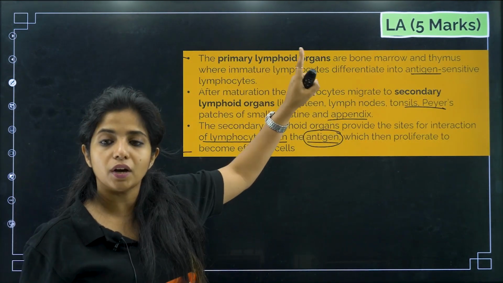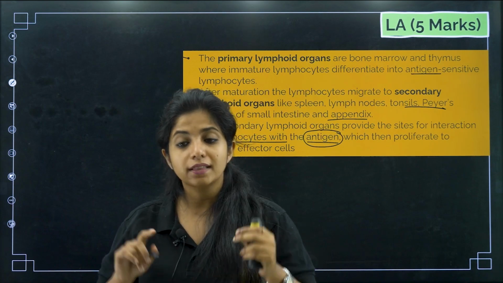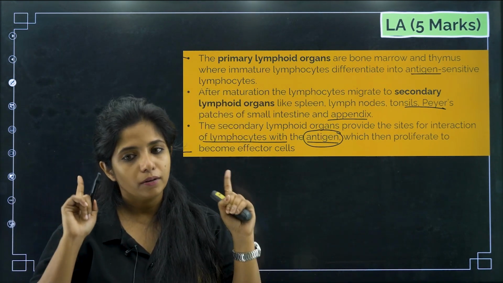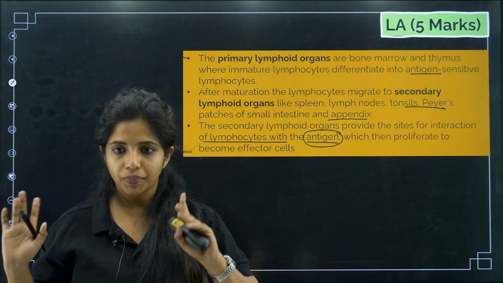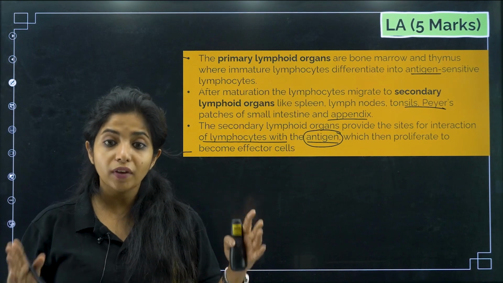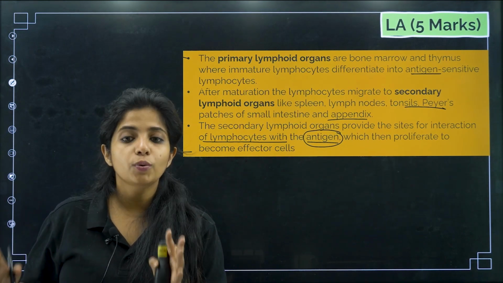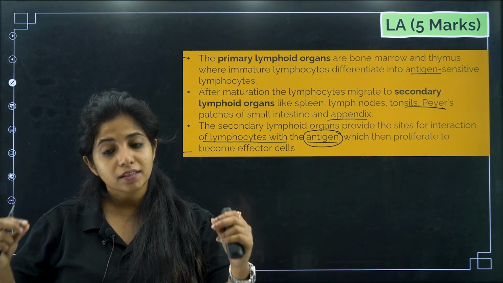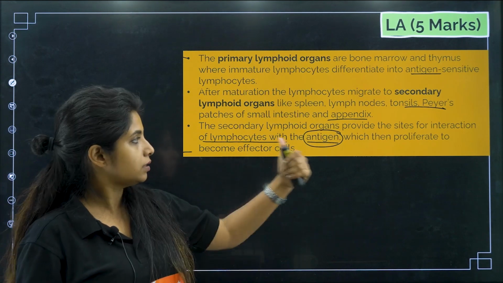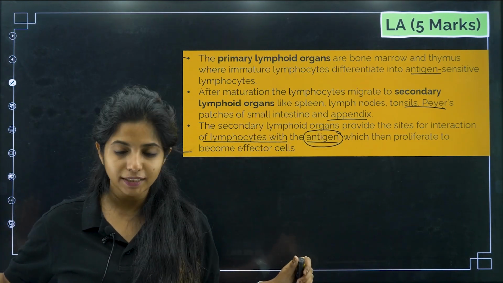So primary lymphoid organs are what? Bone marrow and thymus, and this is where the lymphocytes are produced and mature. Secondary lymphoid organs are where they actually get exposed to antigens. This is where they start showing their action. Examples are this. Done.